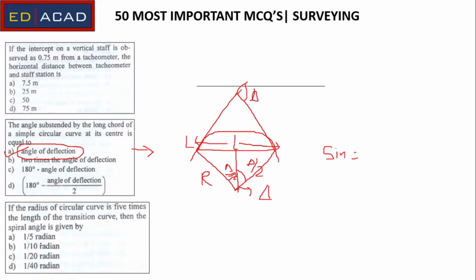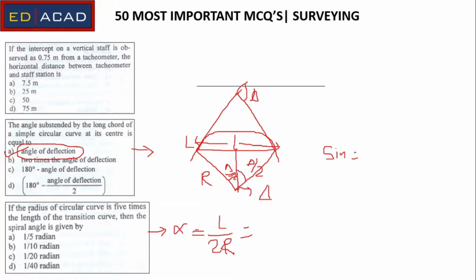Let's look at our next question. If the radius of a circular curve is 5 times the length of the transition curve, then the spiral angle is given by, so the spiral angle alpha is given by L upon 2R. This is the formula. And they have asked in radians only.